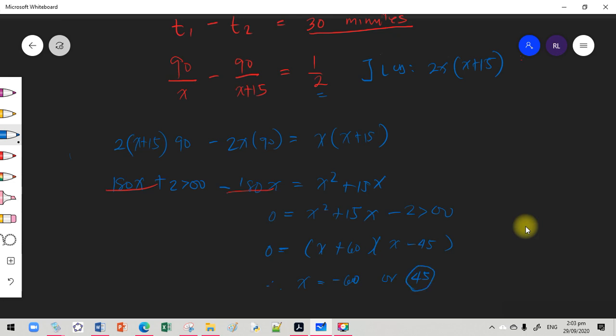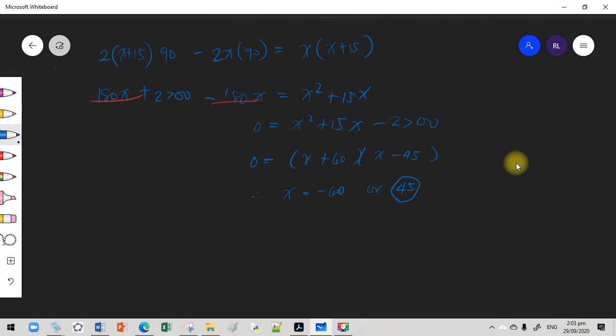We are taking the speed as positive. Therefore, the original speed. You always have to state your answer. Therefore, the original speed of the bus is 45 kilometer per hour, the original speed.